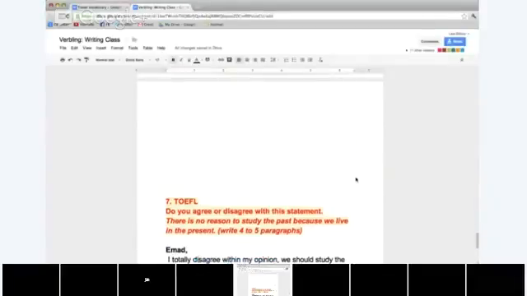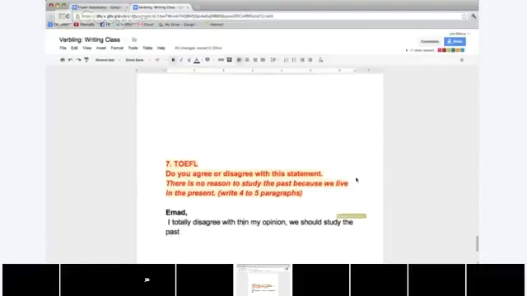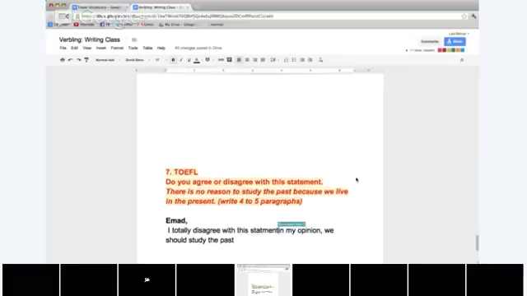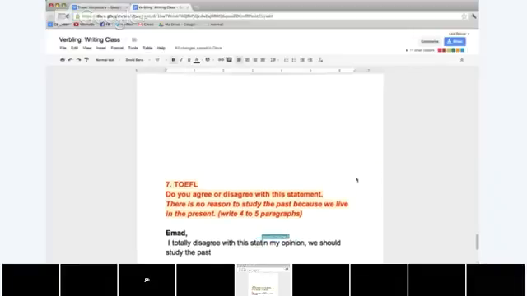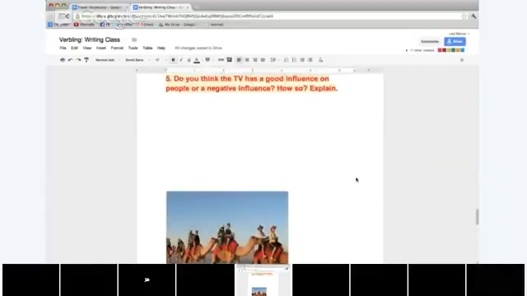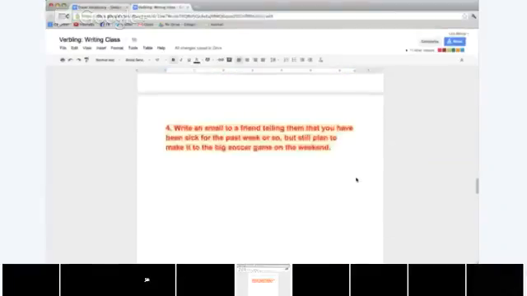And number seven is the TOEFL question. It says, do you agree or disagree with this statement? There is no reason to study the past because we live in the present. And for people who are working on the TOEFL, it's a good idea to try to write 4 to 5 paragraphs. An introduction, a couple of supporting paragraphs, and then a conclusion paragraph.